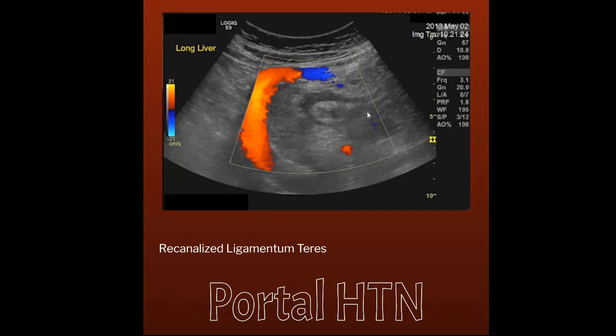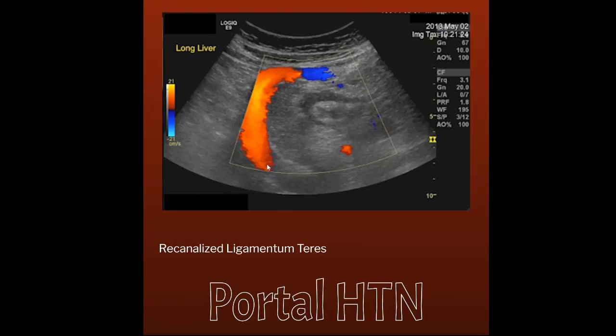We also find that some of the vessels in the area become recanalized. I had mentioned with the caput medusa that the ligamentum teres will recanalize. It used to be the umbilical vein. Again, the body is awesome and tries to find ways to move this blood somewhere else. And so the ligamentum teres recanalizes or opens back up again and serves as a way for blood to head back out of the system.